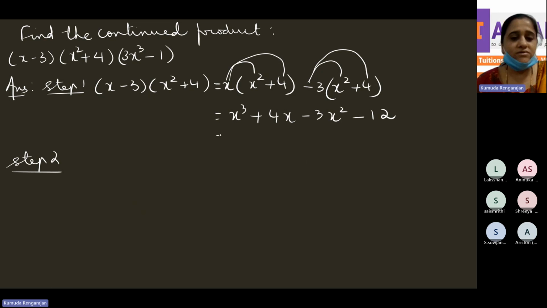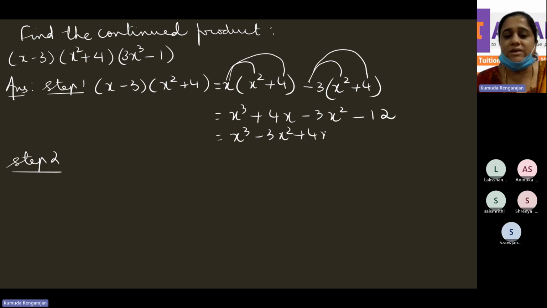I'll just write x cube minus 3x squared, the x squared term, and then the x term, and then the constant. That doesn't make any difference to the final answer. I'm just rearranging the terms. So x cube minus 3x squared plus 4x minus 12 is the product. Now next we need to multiply this.